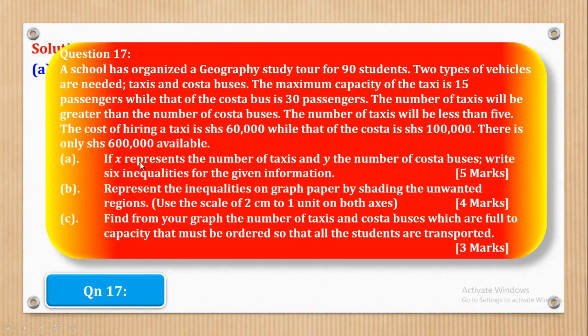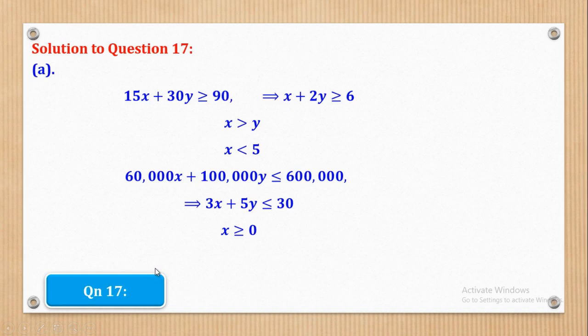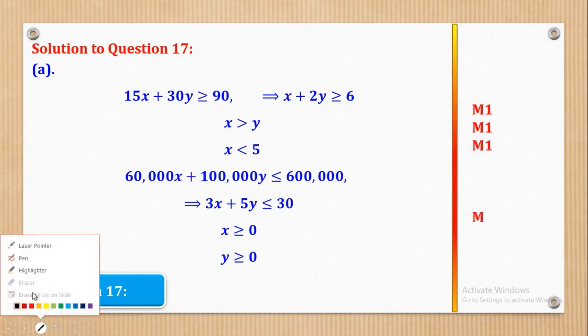Now next, this is logic, because we know that the number of buses can never be negative, and also the number of taxis can never be negative. Therefore the fifth equation will be x is greater than or equal to 0. There is either no bus or no taxi, or there is some taxi. That's why x is greater than or equal to 0. Then the last one is y is greater than or equal to 0. There is either no coaster bus or there is some coaster bus. Now let's see how marking can be done.